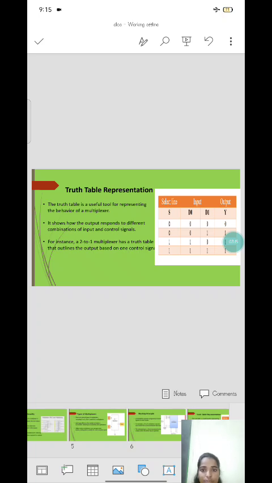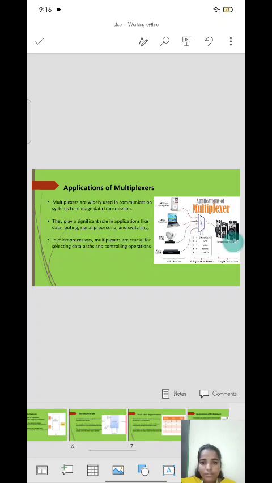Truth table representation of the multiplexer. 2:1 multiplexer. The truth table is a useful tool for representing the behavior of a multiplexer. It shows how the output responds to different combinations of input and control signals. It responds to different input signals like 2:1, 4:1 and 8:1. For instance, a 2:1 multiplexer has a truth table that outlines the output based on one control signal.